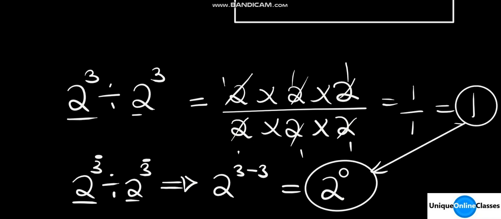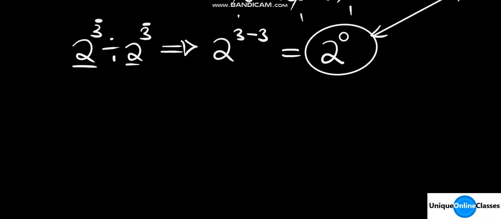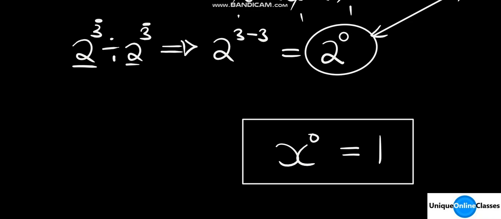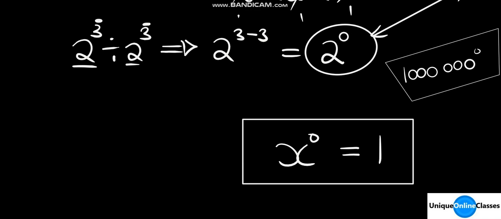This is a law on its own: if we have a number raised to the power 0, the answer will be 1. So let's say x to the power 0, the answer is 1. This is our law. Any number raised to the power 0 is 1. You can also punch in on a calculator 1 million to the power 0, and you will see the answer is 1.